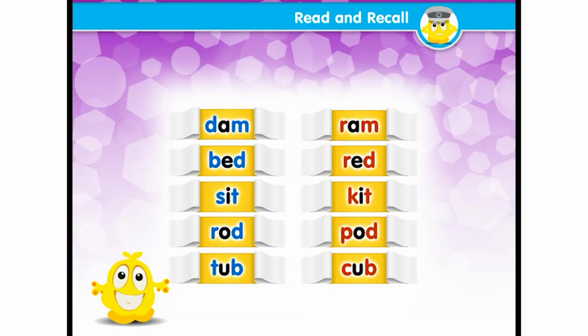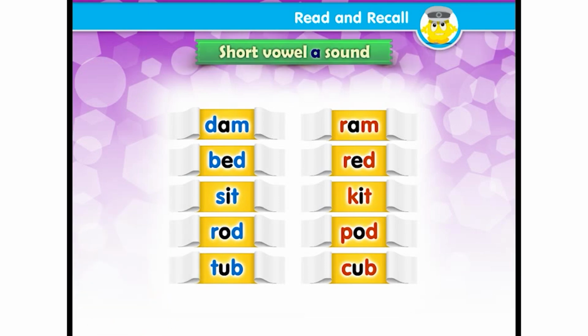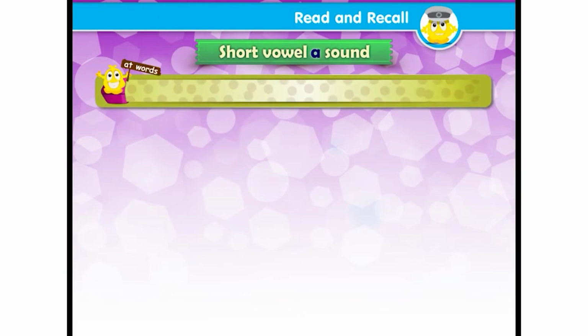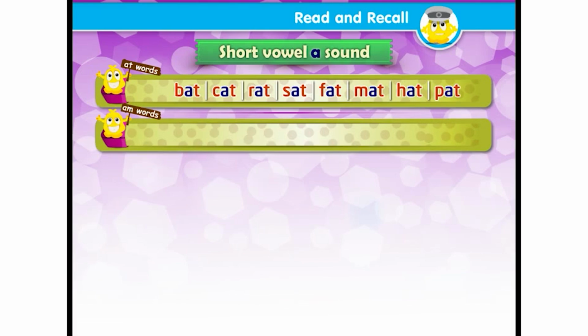Let's read and recall the words that have short vowel A sound. At words: bat, cat, rat, sat, fat, mat, hat, pet. Am words: dam, ram, jam, ham.